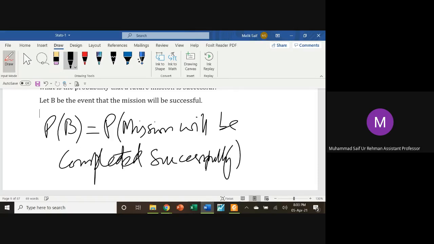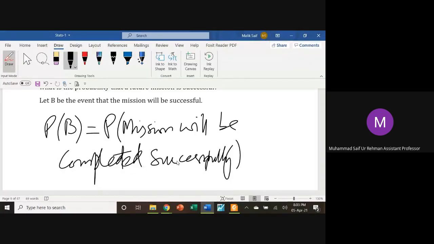Fine. If you are not going to write down B, or if you are not going to define the event, then you would have to write down this whole statement: mission will be completed successfully. Fine. So whenever you write down probability, these 1, 2, 3, 4, 5, 6, 5 words will be repeated again and again.